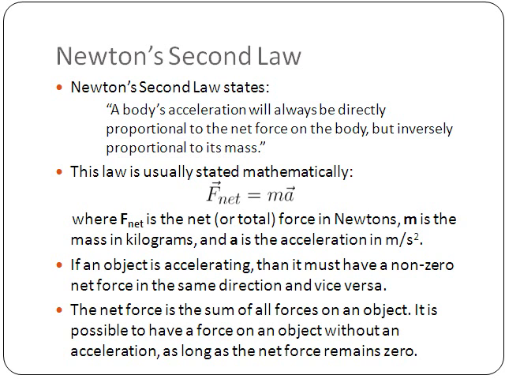So Newton's second law says that a body's acceleration will always be directly proportional to the net force on the body, but inversely proportional to its mass. And so if you do have a net force, then the object will accelerate, and it's going to accelerate in a way that's directly proportional to that net force. And it's going to accelerate in a way that's inversely proportional to its mass. And so easier to sort of explain this one mathematically.